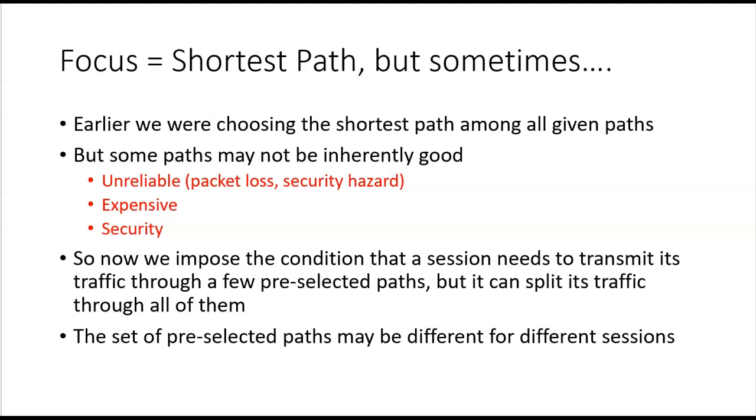So the focus right now is on the shortest path. But sometimes, remember we were talking about choosing the shortest path amongst all the given paths, but sometimes that is not always the best option. Sometimes we worry about unreliability. Like in IT, we have packets flowing through the network, and the routers are routing these packets all over the world. And so we're concerned about packet loss. We might be concerned about the expenses. We might be concerned about security.